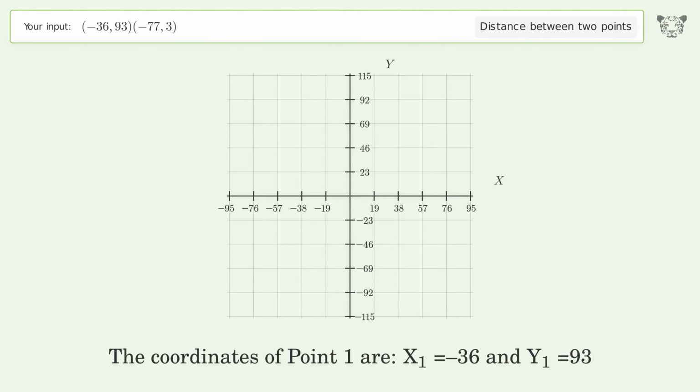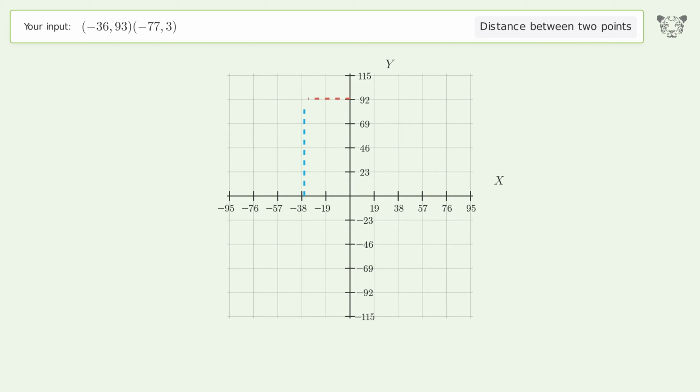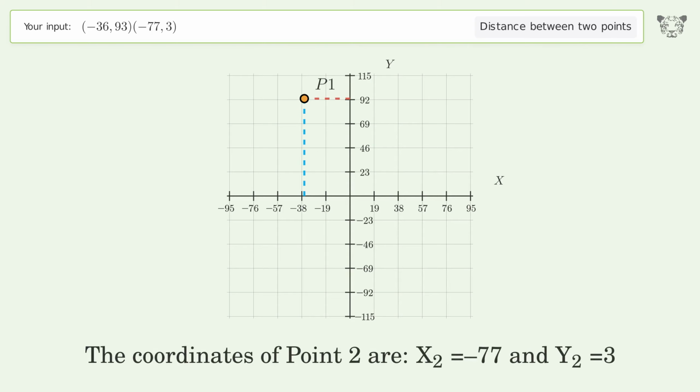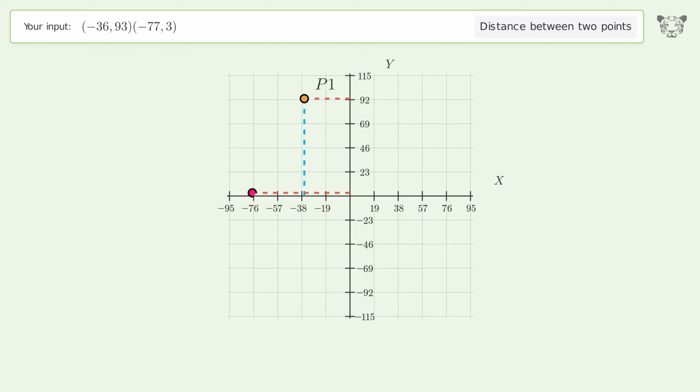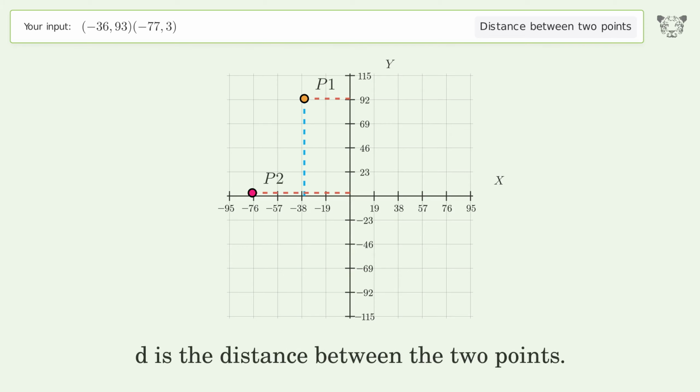The coordinates of point 1 are x1 equals -36 and y1 equals 93. The coordinates of point 2 are x2 equals -77 and y2 equals 3. D is the distance between the 2 points.